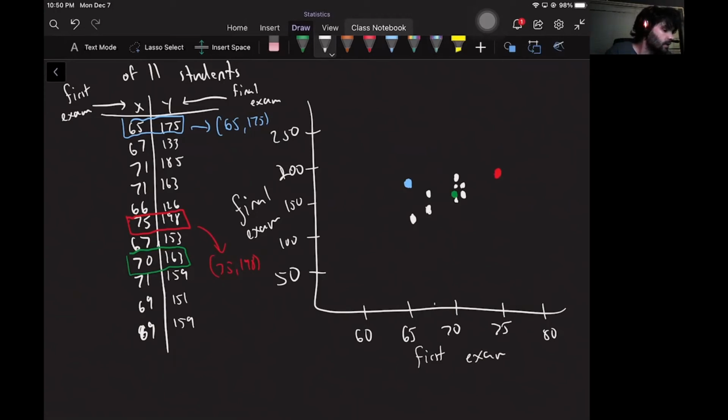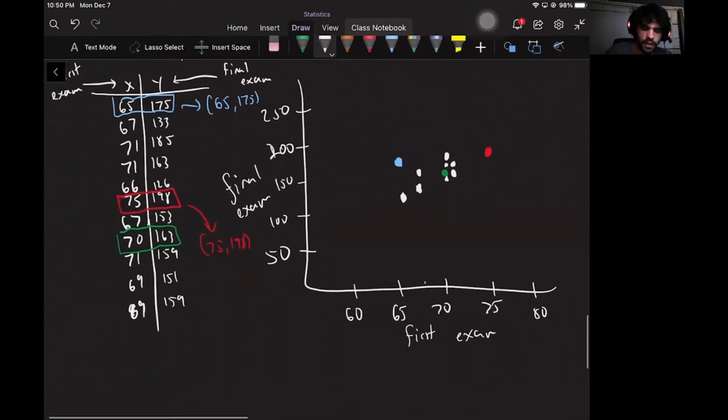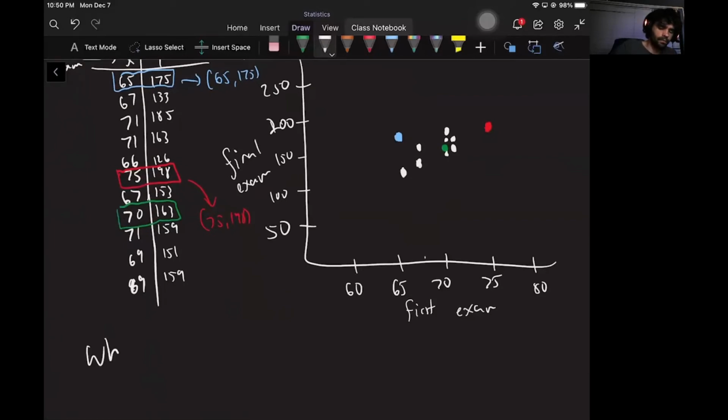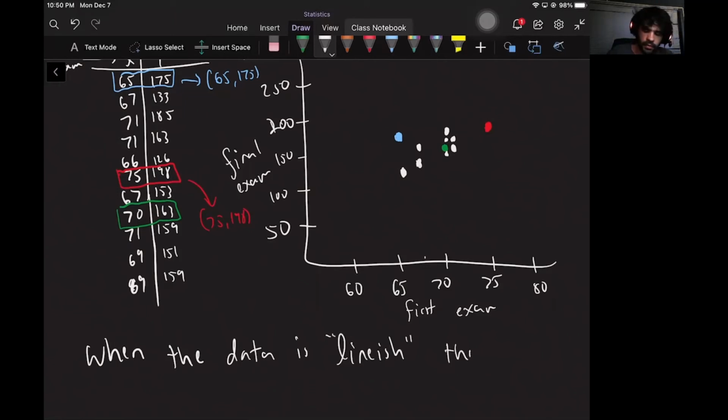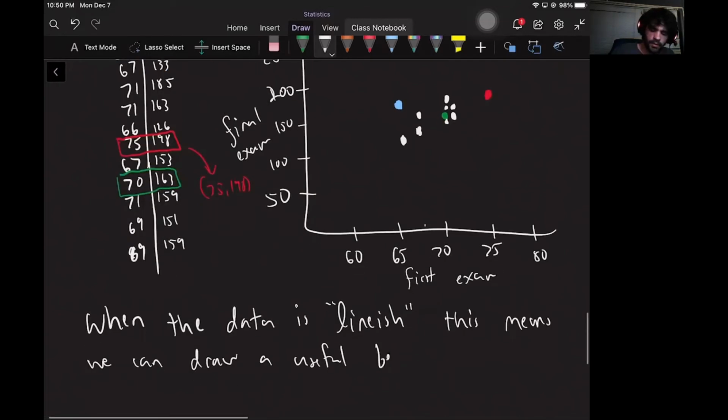Okay, so in any case, when the data looks lineish, which it sort of does here, we can do more cool stuff. What this really means, so I can stop using the word lineish, is we can draw a useful best fit line. Useful, we'll get to in a second.